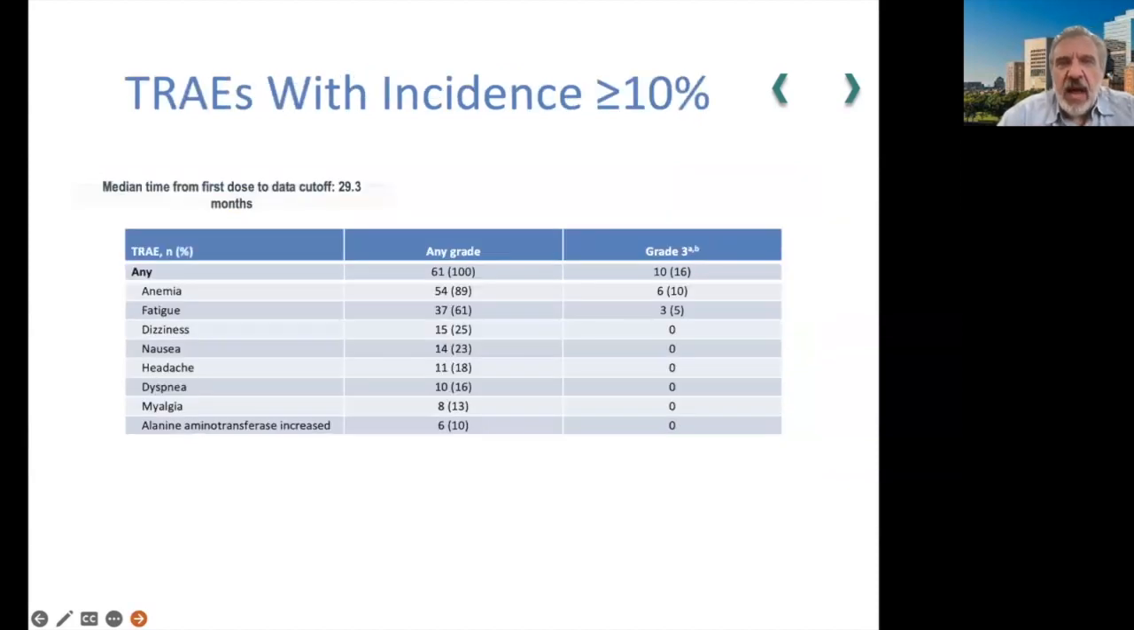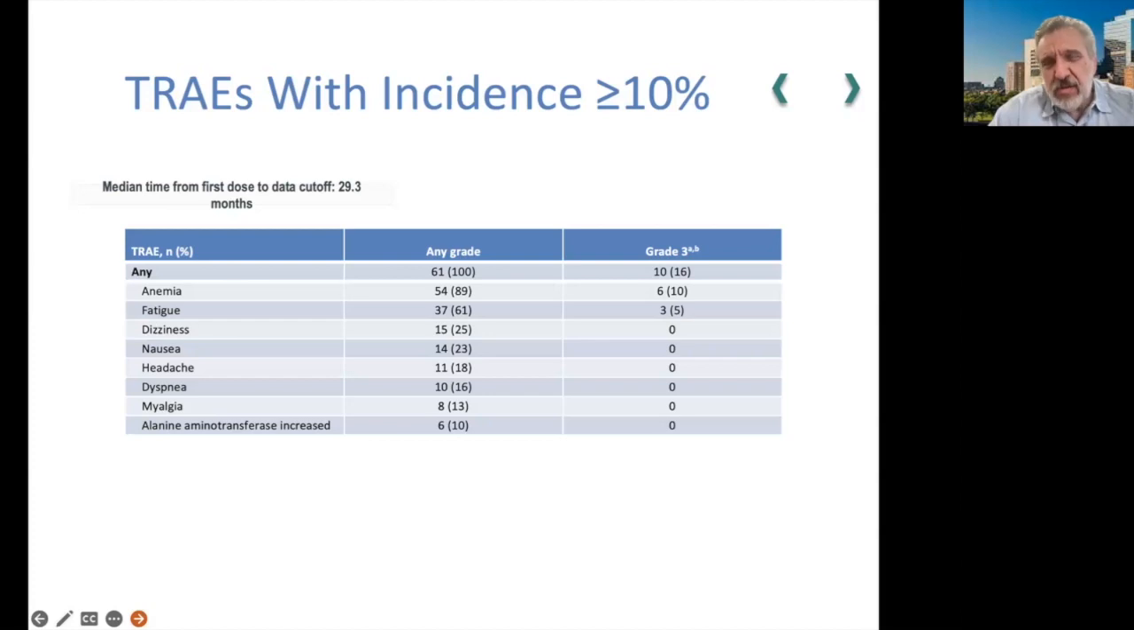The other side effects are fatigue, dizziness, a little bit of nausea, headaches, muscle aches, and some biochemical abnormalities. The real question is, how severe are these side effects? Because we have grade 1 and 2 side effects, and we have grades 3 and 4. Grade 4 is essentially death.